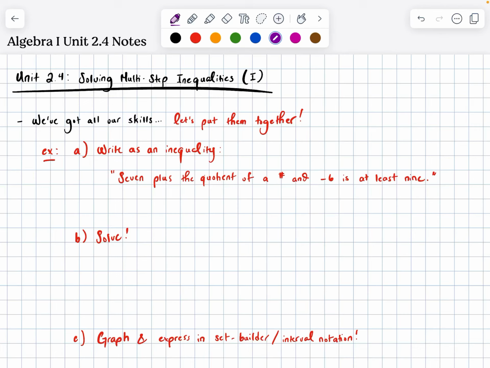Class 4, Unit 2, let's chat about solving some multi-step inequalities. Part 1. So on the board: 7 plus the quotient of a number and -6 is at least 9. Couple tasks for you. First off, algebraic representation, let's turn this into symbols. Second off, let's solve for whatever variable you choose using your properties of inequality. From there, let's graph our solution set on the number line, and then finally, we'll write that solution set in both set builder and interval notation. Give yourself 2 minutes, see how far you get. Have at it.